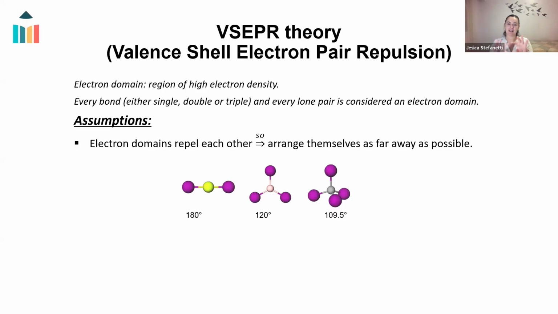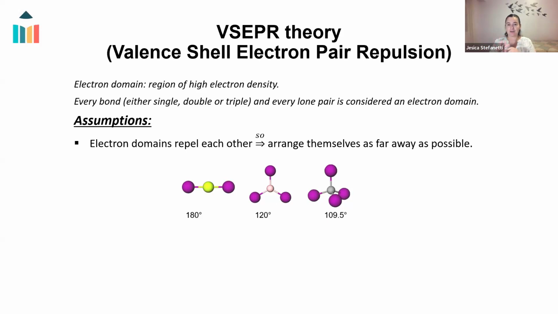The arrangement is that the two electron domains will just tend to be as far away as possible from one another, at an angle of 180. Now, if you have three electron domains around the central atom, the arrangement that will be adopted will be a trigonal planar structure. Angles will be 120 degrees around the central atom.